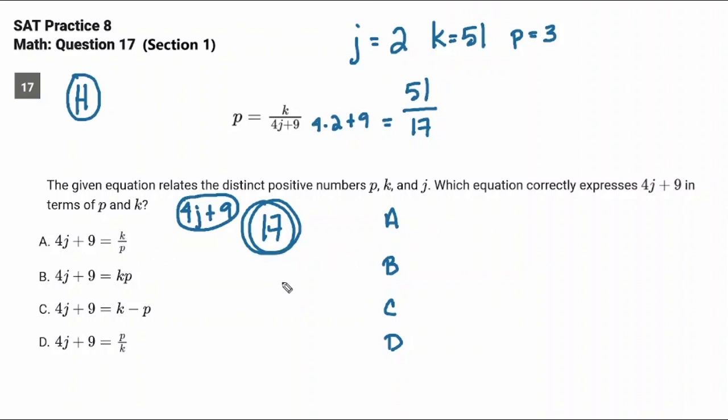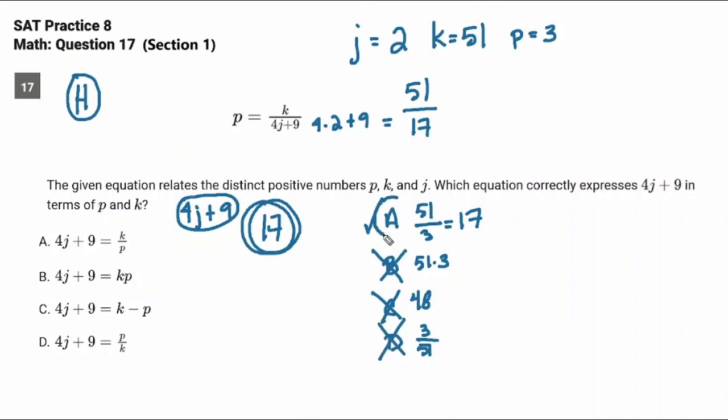I'm looking for 17. So K over P. K is 51 over P is 3. That checks out, that's 17. I'm golden. If I'm in a hurry, I could just pick it and move on. K times P, that's 51 times 3. I don't know what that is. I don't need to know. It is definitely not 17, so it's gone. K minus P, that's 48, not 17, so it's gone. And then P over K, this is probably the answer for the people who insist on doing algebra. 3 over 51, which is some little fraction. So the answer's got to be A.